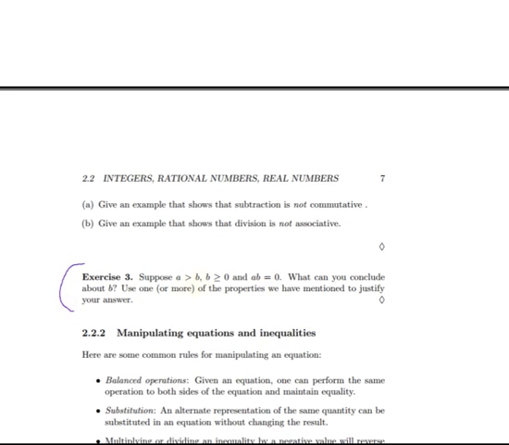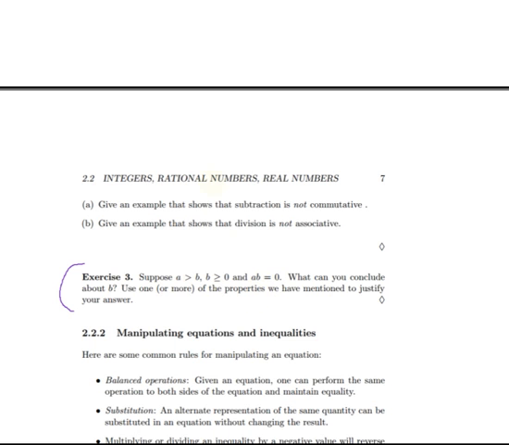All right, so take a look at this. It says, suppose A is greater than B, B is greater than or equal to 0, and AB equals 0. Now, it doesn't say what type of numbers these are. Typically, when we just talk about numbers, we assume that they are real numbers. So what can you conclude about B? Use one or more of the properties we've mentioned to justify your answer. Okay, so typically when you have to prove something, you go back to properties that you've shown and see if you can use that to conclude something here.